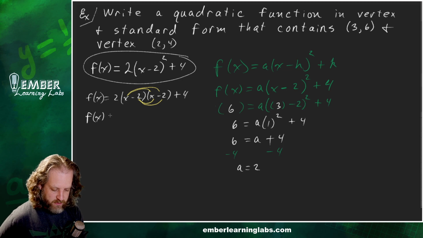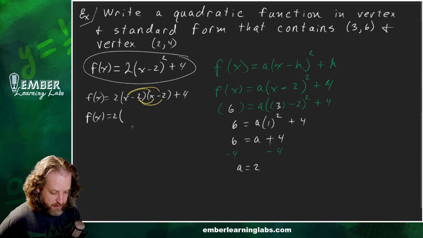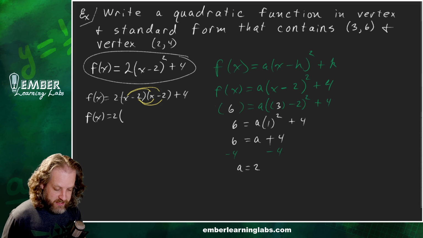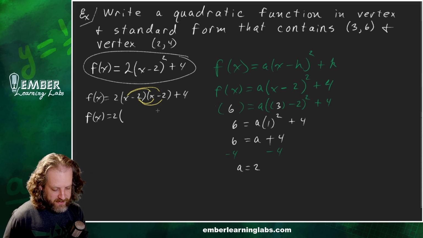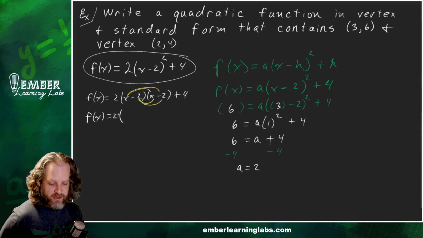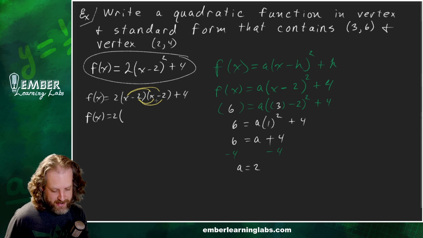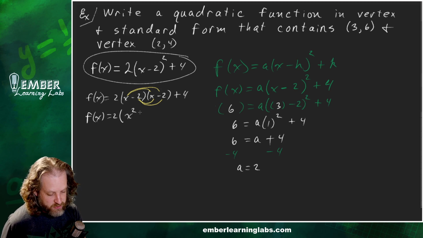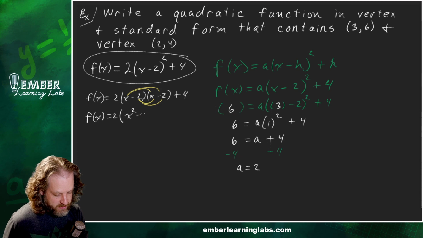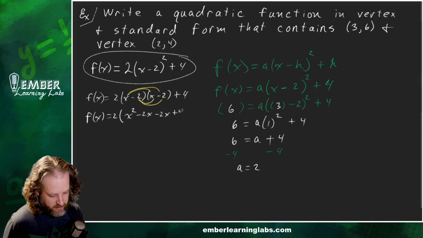F of x equals 2 times, now it's important that we put this in parentheses because this 2 is multiplied times all of this stuff. If we don't put it in parentheses, we're going to forget and just multiply times the first term here, but it's going to be multiplied times everything. So x times x is x squared. X times negative 2 is negative 2x. Negative 2 times x is negative 2x. You may be remembering the shortcut at this point, which would be fine. Negative 2 times negative 2 is plus 4.